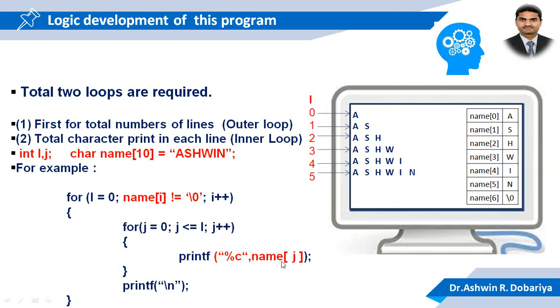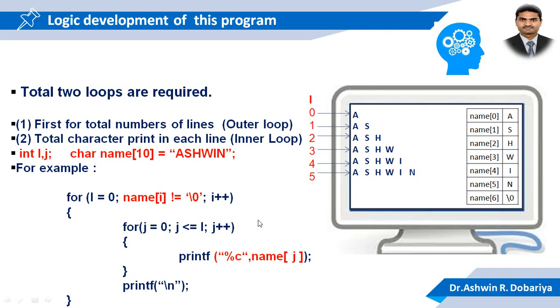So it will fetch only name of 0 and display the characters, right? In the second line what happened? I becomes 1. So j starts from 0 up to 1, meaning 0 and 1. So 0 and 1 means it will display A and S. So this is the logic of this overall program.